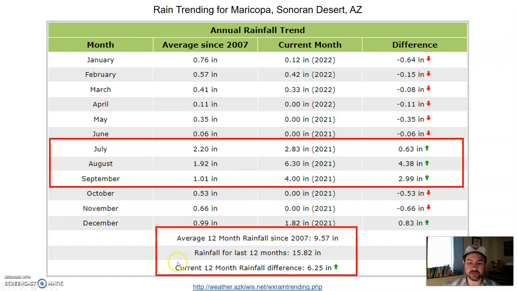Looking at 12-month averages, the average 12-month rainfall since 2007 is about 9.5 inches. That's typical of a desert. The last 12 months, though, our average is 15.82 inches. That's because last year, in 2021, we got a bunch of rain in August and September. Much higher than normal. But if you look at so far in 2022, much lower than normal. So that total will definitely probably drop down in the summertime.